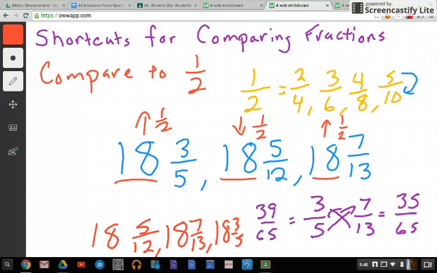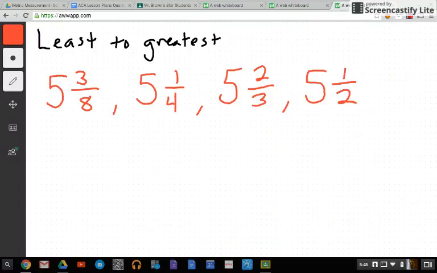But see, I got it down to where I just had to compare two of the fractions rather than comparing all three. So sometimes you can use this compare to 1/2 to kind of narrow things down. Okay, so now then, how would this help us out in a problem like this? Let's say I've got these mixed numbers and I'm putting them in order from least to greatest. Again, these are mixed numbers, and since all the 5s are the same, I'm down to comparing fractions.